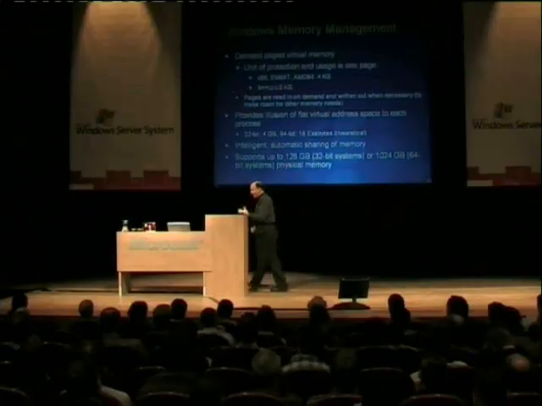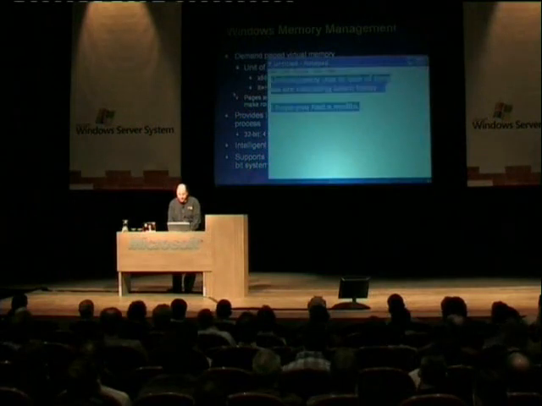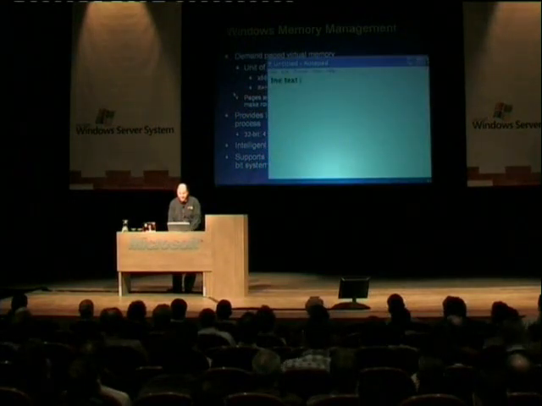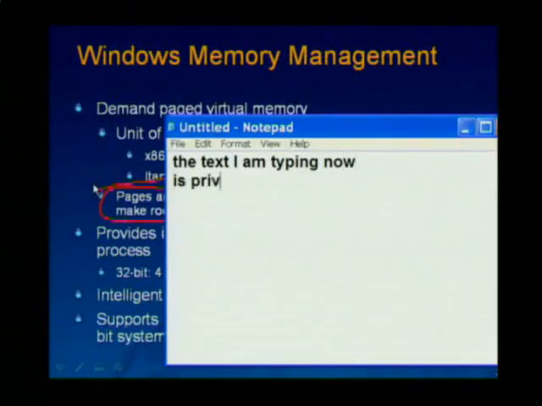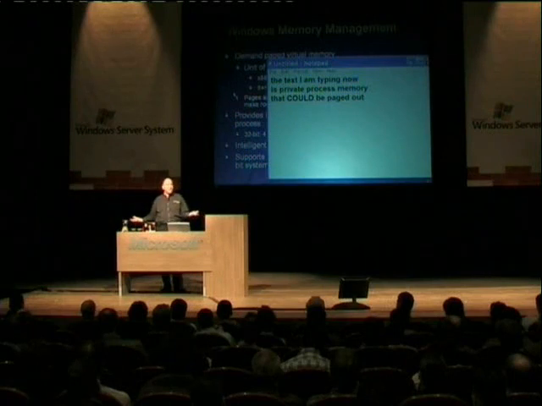So what gets paged out? Private process modified data. An example would be in this notepad window, the text I am typing now is private process memory that could be paged out. The buffer that contains that text could get paged out. The code, the part of notepad.exe that's in RAM right now, doesn't get paged out.